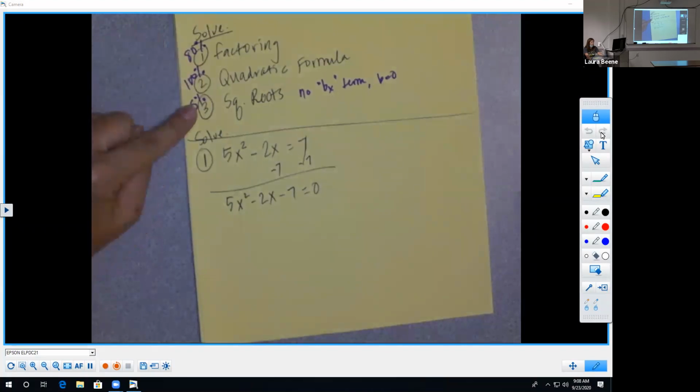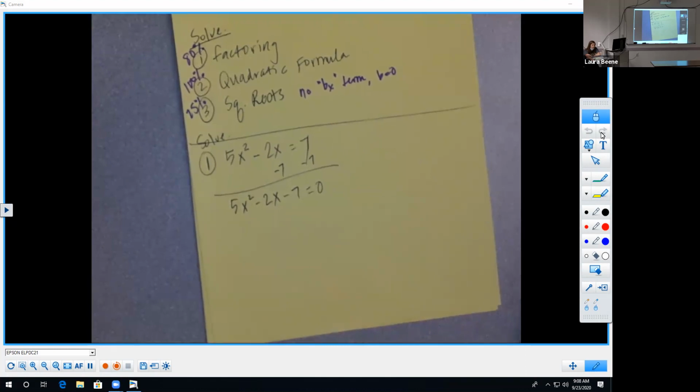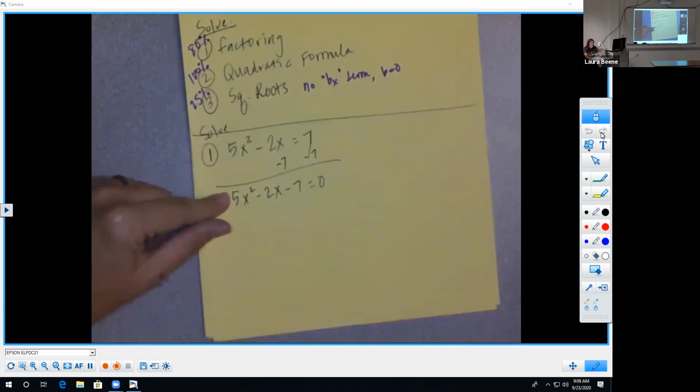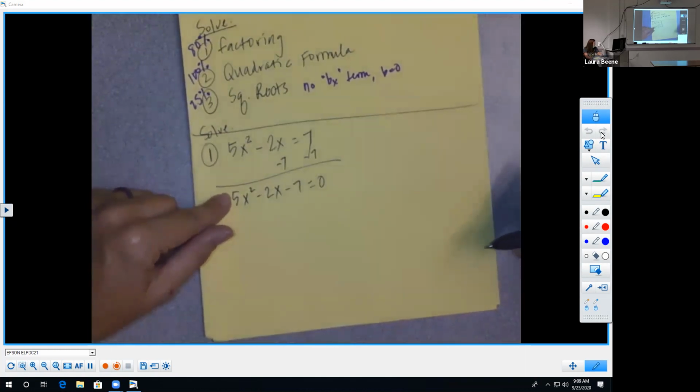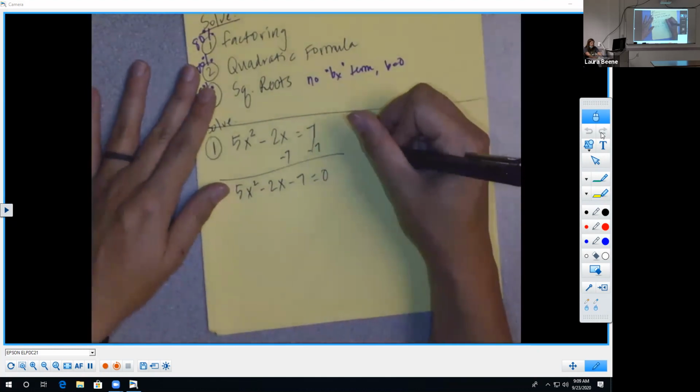Is this a square root problem? No, because I have 2x in the middle. I cannot solve this using square roots. So my options are quadratic formula or factoring. Which one do you want to do? You tell me, I'll do whatever. Quadratic formula. For this one, when a isn't 1, I would say it takes the same amount of time to factor as it does quadratic formula. Okay, so let's practice quadratic formula this time, and I'll make sure there's another option for factoring. Okay, so we're going to do quadratic formula here.